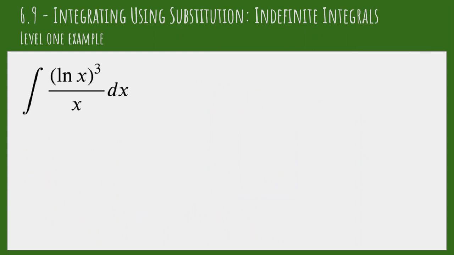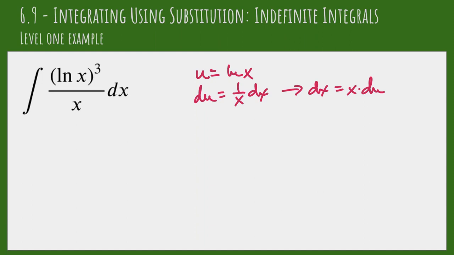Okay, so second example, I'm going to choose u equals that inner function, natural log of x. du is going to be 1 over x dx. And so dx is going to be x times du. So making our substitution, we're going to have u to the 3rd power over x. So I'm replacing the natural log that we chose here, and I'm going to replace the dx with x times du.